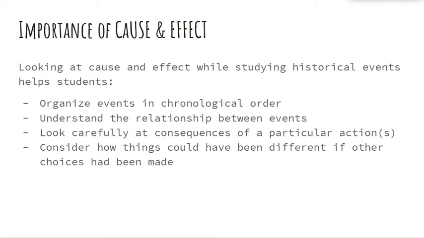Looking at cause and effect while studying historical events helps students organize events in chronological order, understand the relationship between events, look carefully at consequences of a particular action or actions, and consider how things could have been different if other choices had been made.